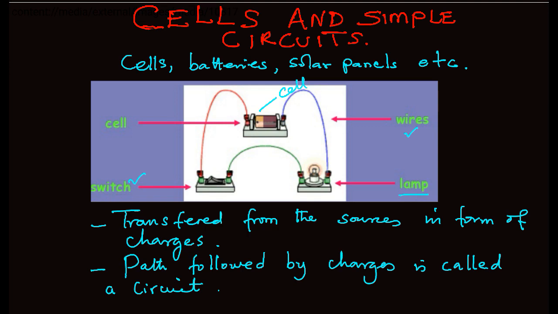The diagram we have here forms a simple circuit. Charges will flow from one terminal of the cell past the switch and to the electrical component and back. Such path followed by the charges is what we call an electric circuit.